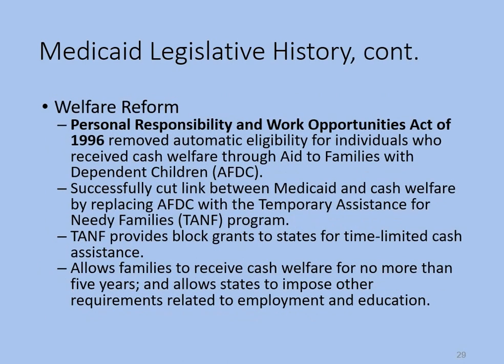With welfare reform, the Personal Responsibility and Work Opportunity Act of 1996 removed automatic eligibility for individuals who receive cash welfare through Aid to Families with Dependent Children. It successfully cut off the link between Medicaid and cash welfare by replacing AFDC with the Temporary Assistance for Needy Families program. TANF provides block grants to states for time-limited cash assistance, allows families to receive cash welfare for no more than 5 years, and allows states to impose other requirements related to employment and education.